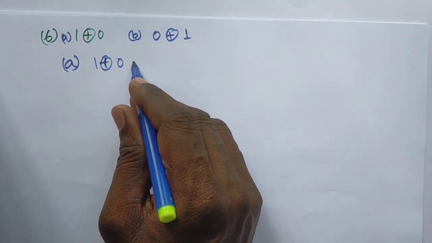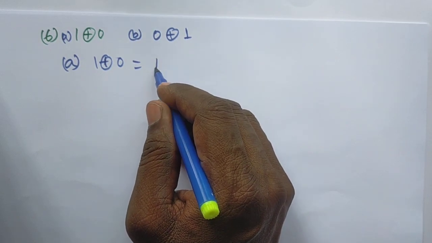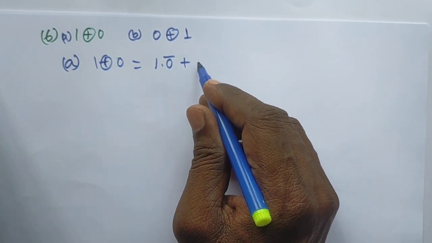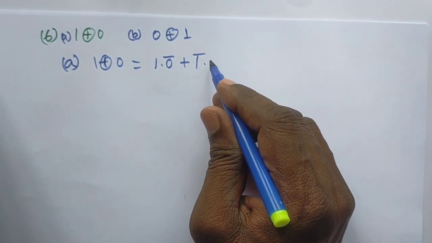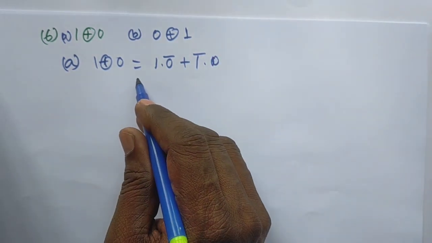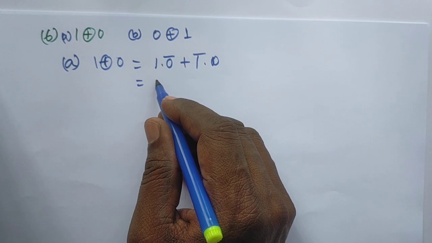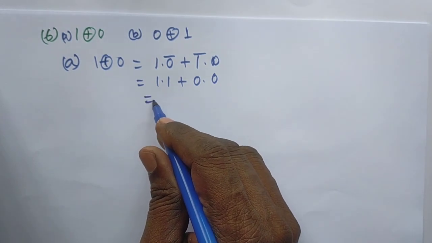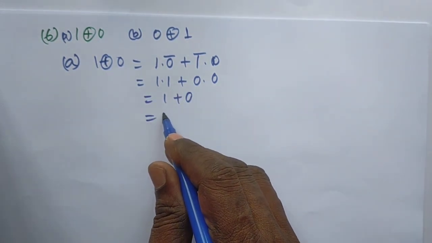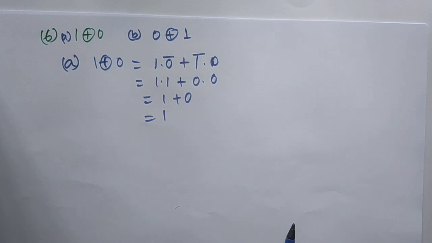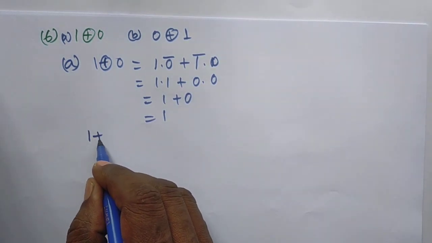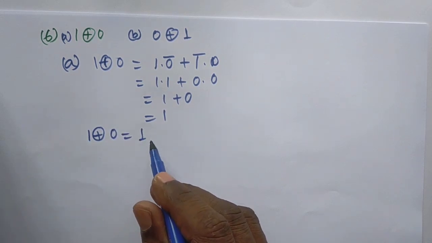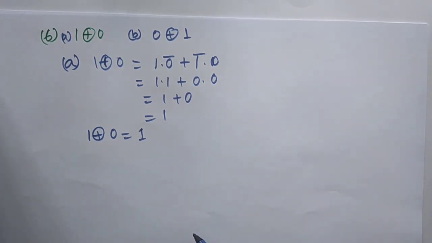1 XOR with 0 means what? Means 1 dot 0 complement plus 1 complement dot 0. That is, what you write? 1 dot 1 plus 0 dot 0, that is 1 plus 0, that is 1. Okay. That is 1. So if the problem is given like this, 1 XOR with 0, the result will be 1.